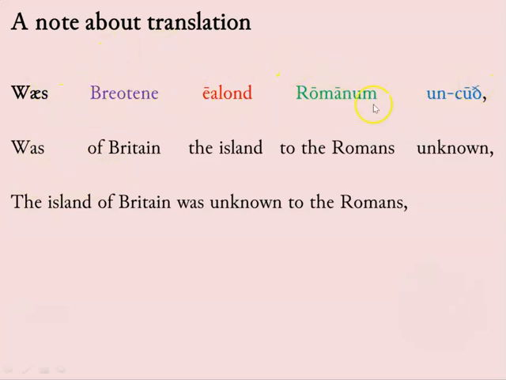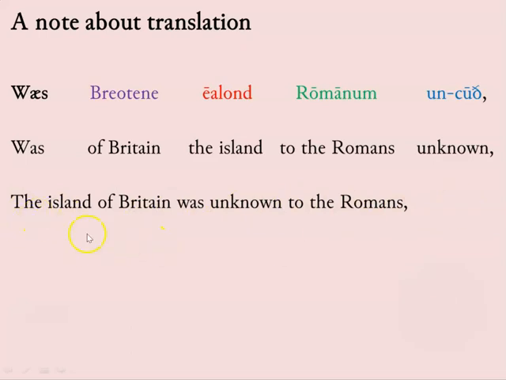Here, people in the Old English time could look at this and know what the subject is. They would know that this uncouth is the object of the verb was, because of it being the accusative, and that Romanum was the object of all was and uncouth. And then Beretena, of Britain. So in their minds, that translation, the island of Britain was unknown to the Romans. They would understand what's meant by that.